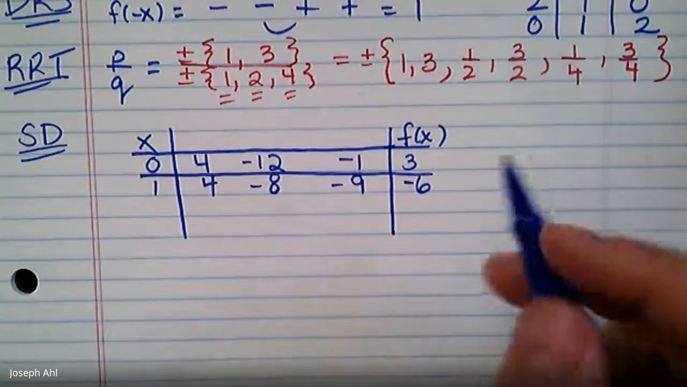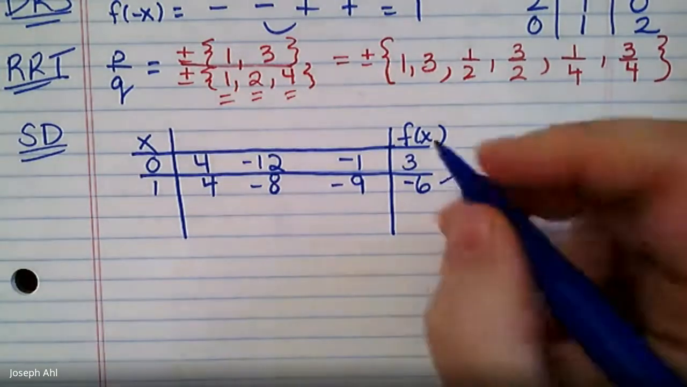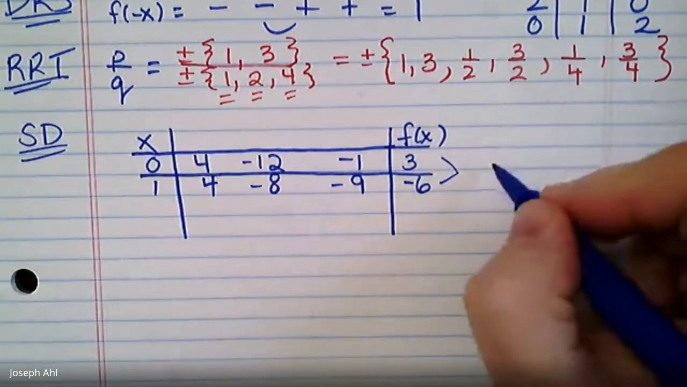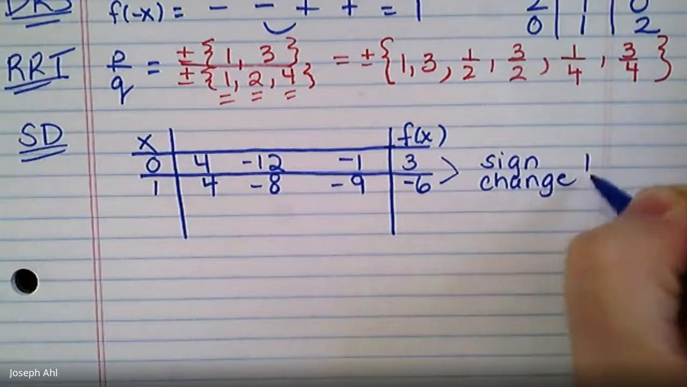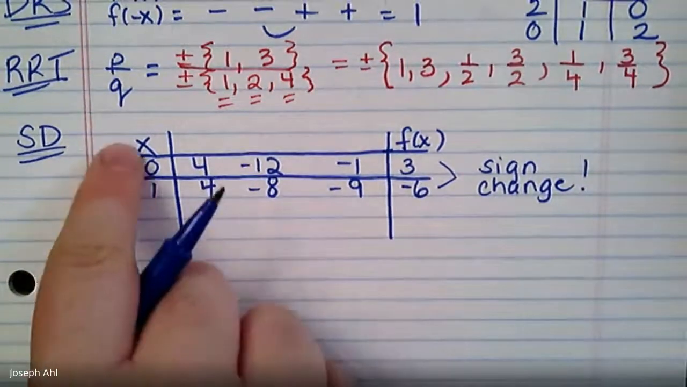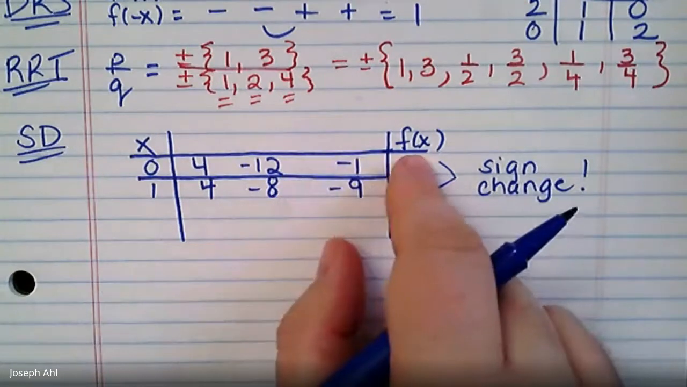However, there should be big alarm bells going off in your head saying, wait, what happened there? We went from a y value or a remainder of 3 to a new y value of -6. When we see a sign change like that, that's a big deal. It really is going to reduce the amount of work that we have, because I know there's a root between 0 and 1. I know it for sure. We have to cross the x-axis.